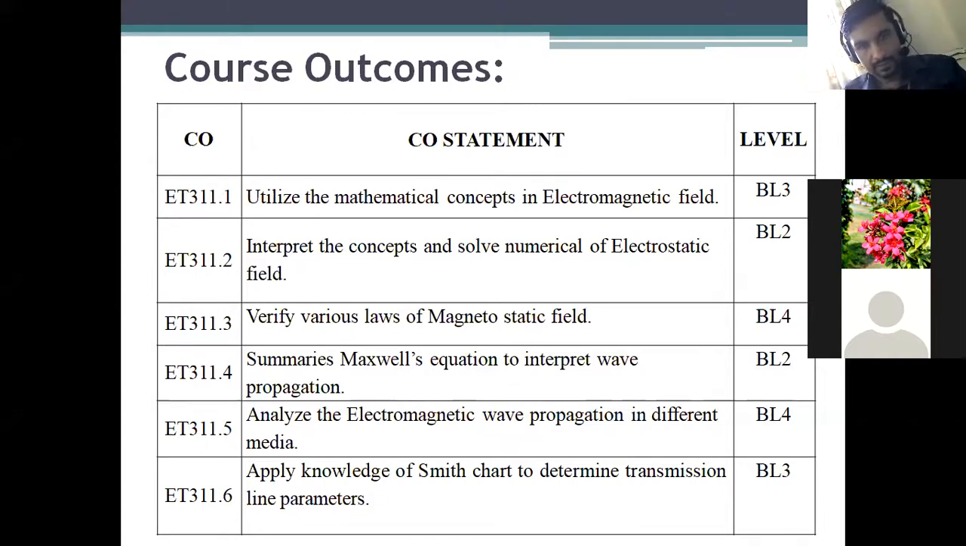Then we will summarize Maxwell's equations to interpret wave propagation. Wave propagation means the wave itself will have some electric field and magnetic field, right? We call it the EM field. When it travels in the air, or through some media, we have to analyze and interpret it with the help of Maxwell's equations, right? Maxwell's equations are again the most important part of electromagnetics. Then we will see electromagnetic wave propagation in different media. And after discussing the last unit, we will have knowledge of the Smith chart, and we can determine the transmission line parameters. So these are all the outcomes of our subject.